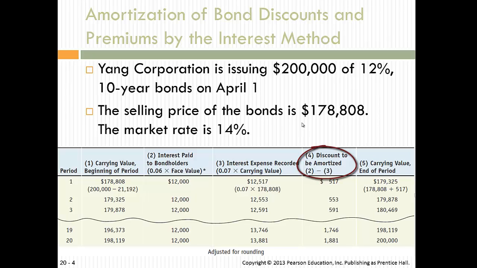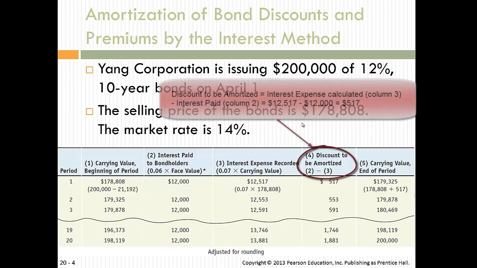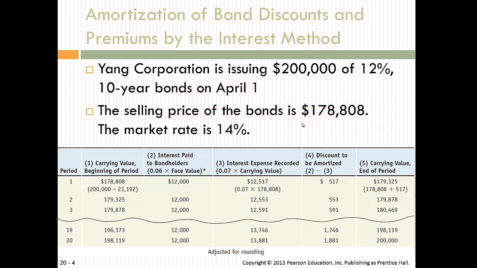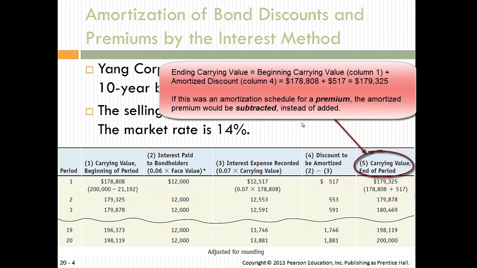The next column is the amount of the discount to be amortized. That amount is calculated as the interest expense minus the amount paid to bondholders. So we have $12,517 minus $12,000, which is $517. Finally, we have the ending carrying value, which is the beginning carrying value plus the amount of discount that we amortized.